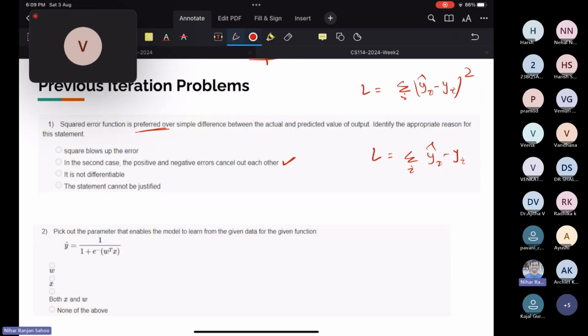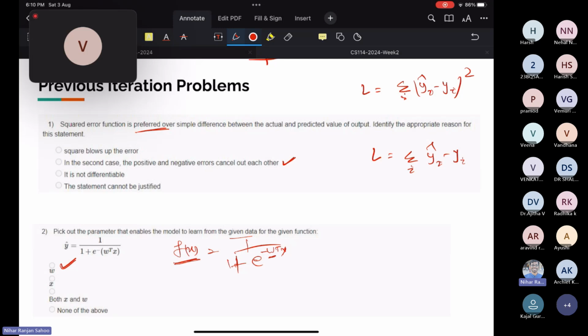The second question says, pick out the parameter that enables the model to learn the given data for the given function. So data is x and y only. There is nothing else given. And the function is y hat equals f of x equal to 1 by 1 plus e to the power minus w transpose x. Y hat is the function f of x. So we know the parameter involved is w, option A. When we say we're learning a model, we're learning these w values.